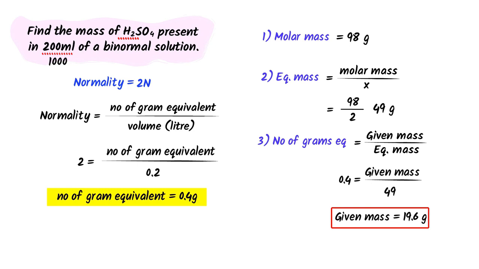Therefore remember that the mass present in 200 ml of H2SO4 is 19.6 gram. Thus by this way, we can easily calculate the required mass if normality is given. So this was all about normality.